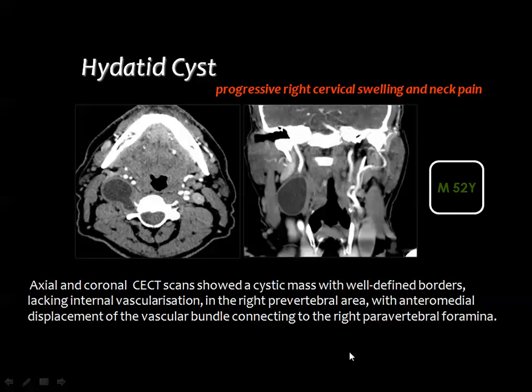And this is another example of a lesion that has been proved to be a hydatid cyst. And this cyst is located in the parapharyngeal area. And you see this tongue-like projection leading to the neural foramen, which at that time raised the possibility of being a cystic schwannoma, for example, but this lesion was proved to be a hydatid cyst.